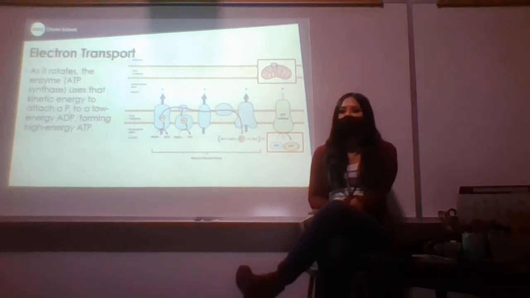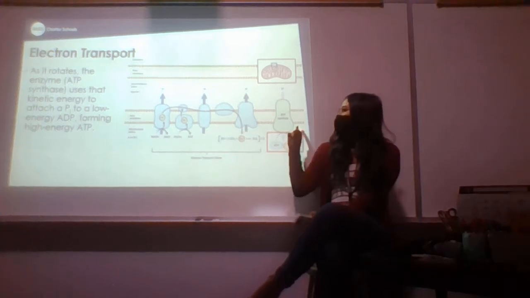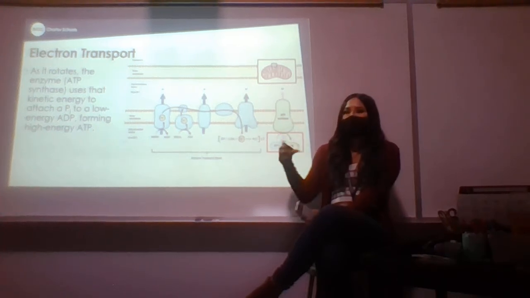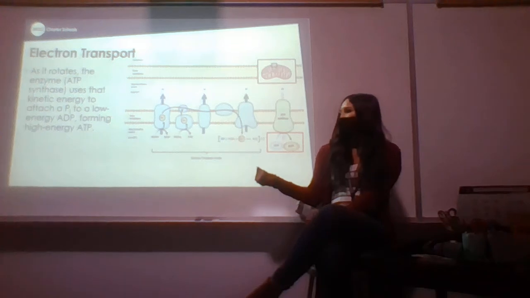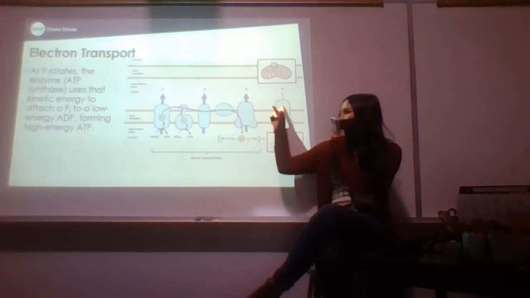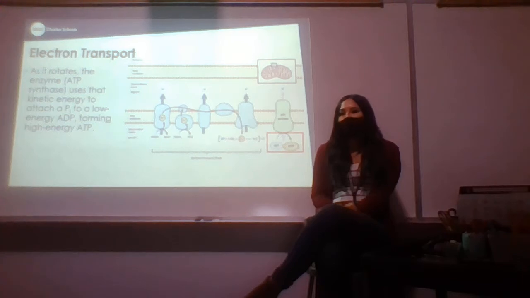So ATP synthase is special because it's an enzyme. As you can tell, it ends in the letters ASE. So it's an enzyme. It's carrying out a reaction, but it's also kind of considered a carrier protein because it's embedded in the membrane and it's going to provide a channel for the hydrogen to get through by facilitated diffusion.